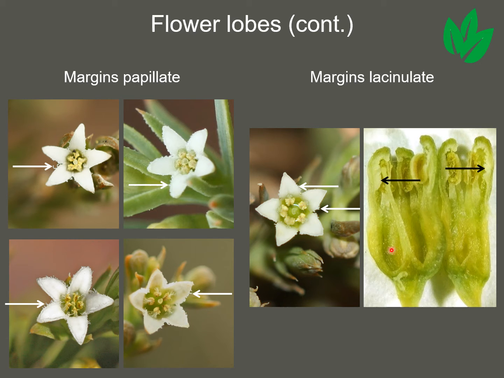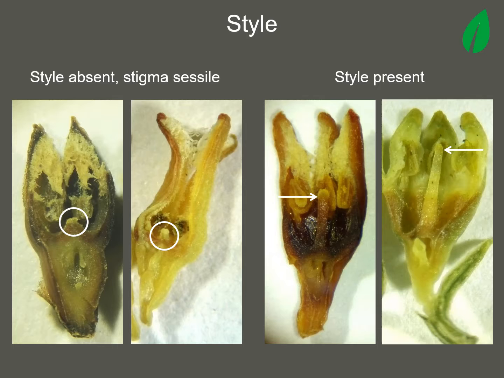And then the fourth type, which is actually quite rare in the summer rainfall region, is when the flower lobes are lacinulate. So that means it's like an irregular toothed margin. It's not individual papilla, but the entire margin is sort of toothed. And an example of a species that has these lacinulate margins is Thesium anguloosum.